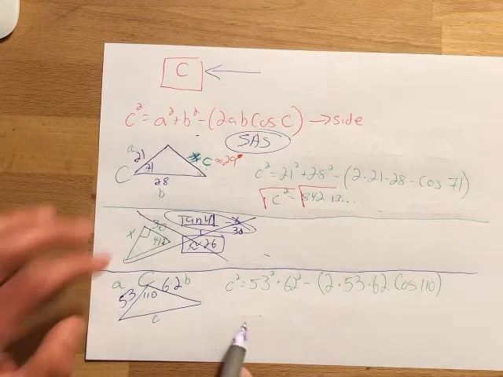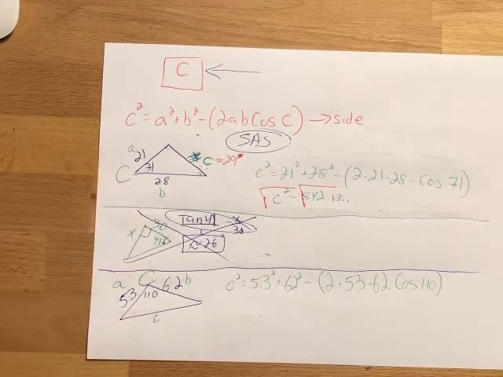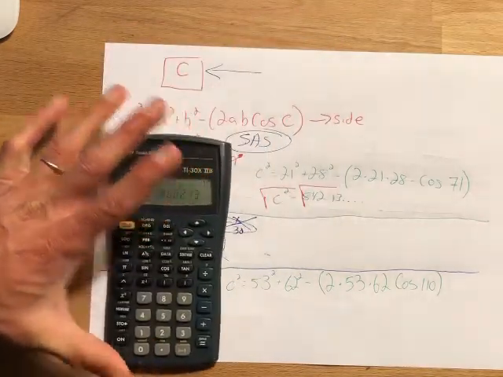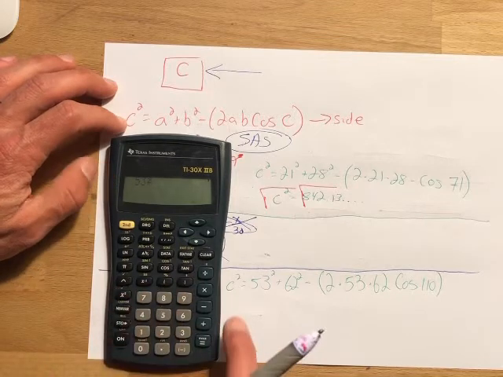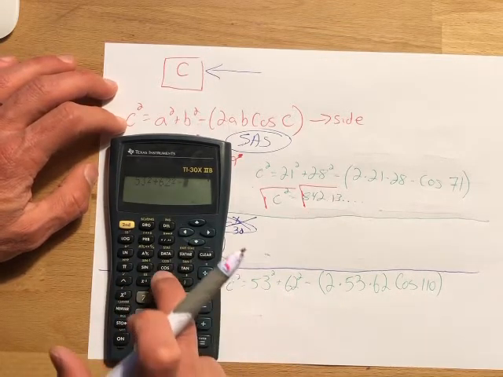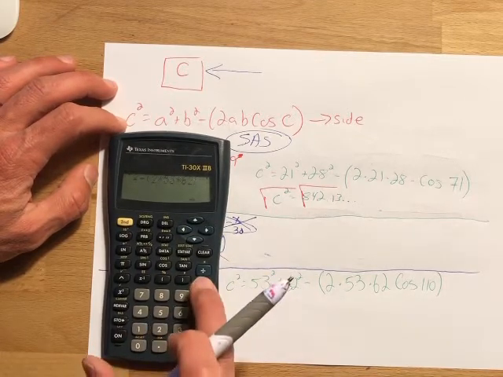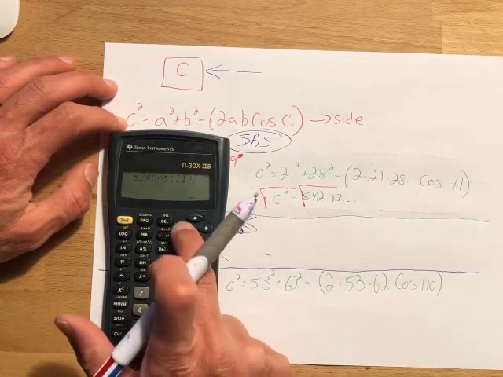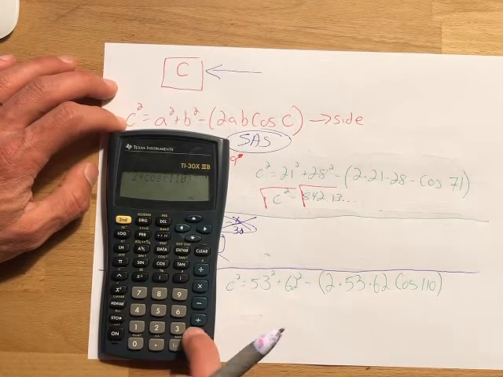Now, after I plug the whole thing in, I'm going to square root my answer. So I'm just going to plug everything into my calculator right now. 53 squared plus 62 squared minus 2 times 53 times 62 times cosine of 110. I'm going to press equals.